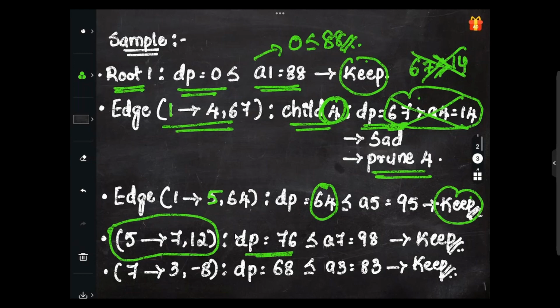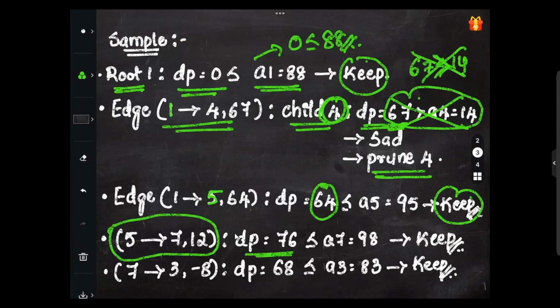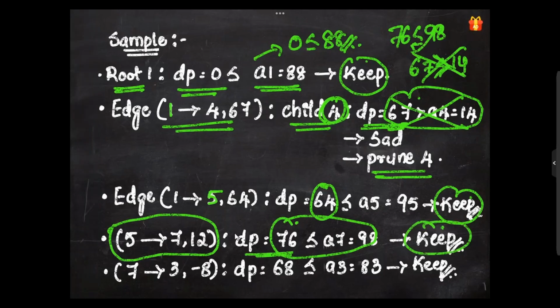A7 we have 98 here. A7 value 98. So we will check whether 76 is less than or equal to 98. Yes, 76 is less than 98, right? So again we will keep the same. We'll do this for 7 as well.